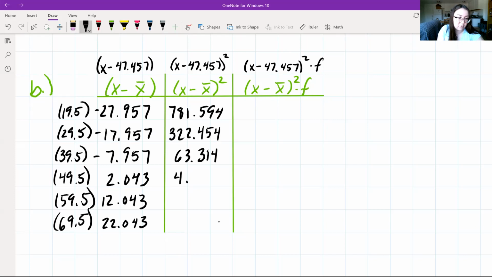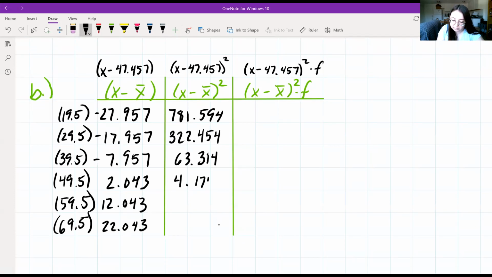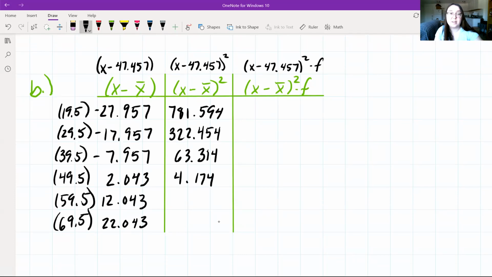Then we're going to square 2.043. That will give us 4.174. Then we'll square 12.043. This gives us 145.034. And then we'll square 22.043. And that's going to give us 485.894. All right, so now we found all of our squares.